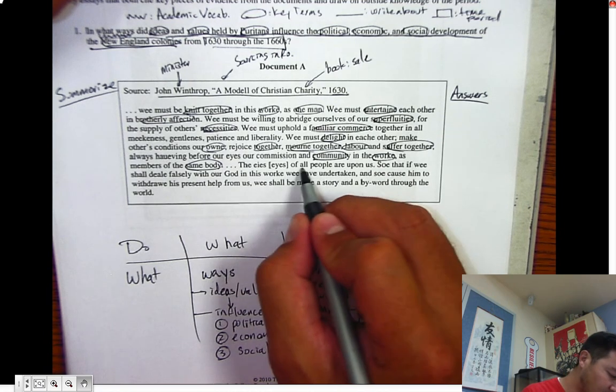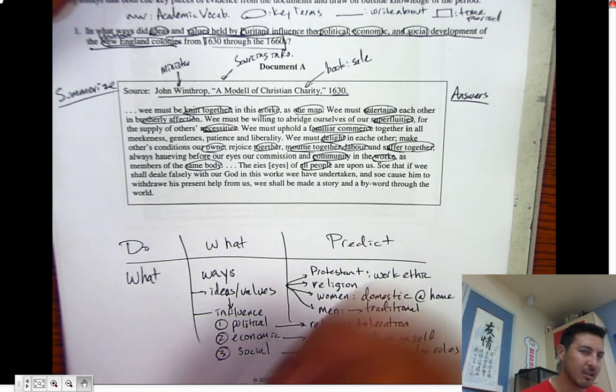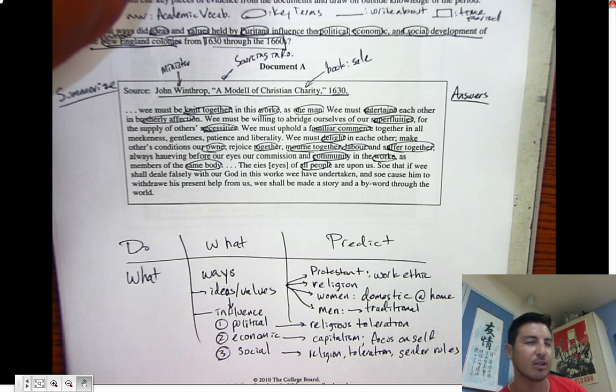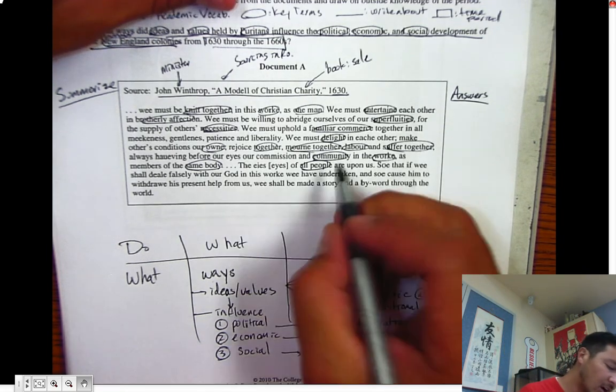The eyes of all people. I wonder what people he's talking about. You know, as a reader, I'm asking these questions. That's what good readers do, so that's something you guys can develop. All people are upon us.